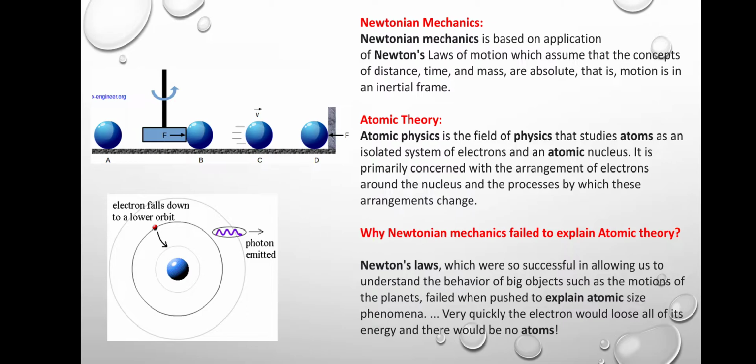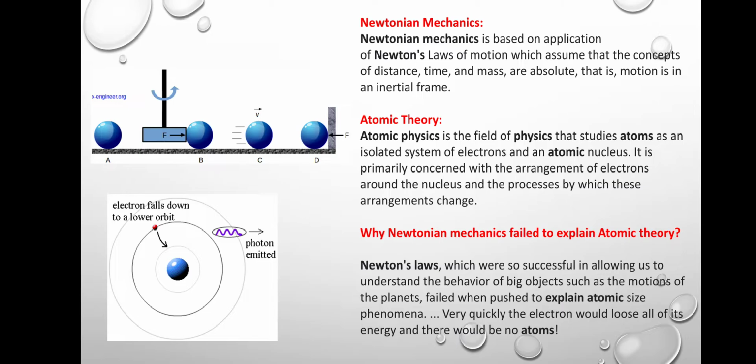So if I am applying Newtonian mechanics to atomic theory, do you think it's applicable? Right? So you see here Newton's laws, which were so successful in allowing us to understand the behavior of big objects. So we used to say, the body continues to be in the state of rest until and unless an external force acts upon it. Right? Now, what happens in atomic theory? If I'm applying Newtonian mechanics to atoms, Newton's laws, which were so successful in allowing us to understand the behavior of big objects such as the motions of planets, failed when pushed to explain atomic size phenomena.